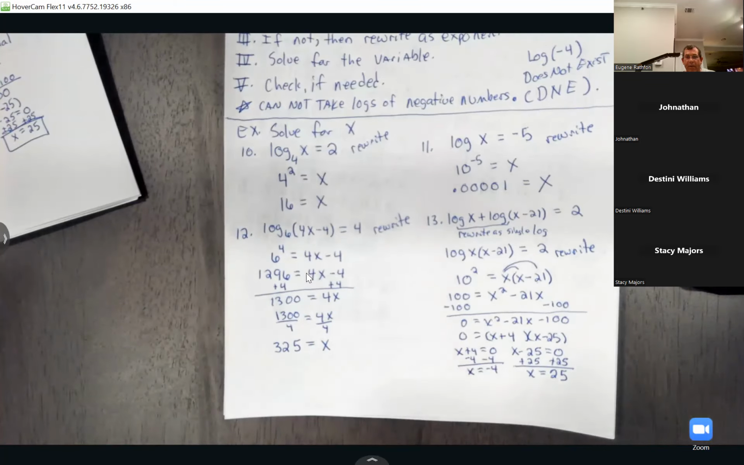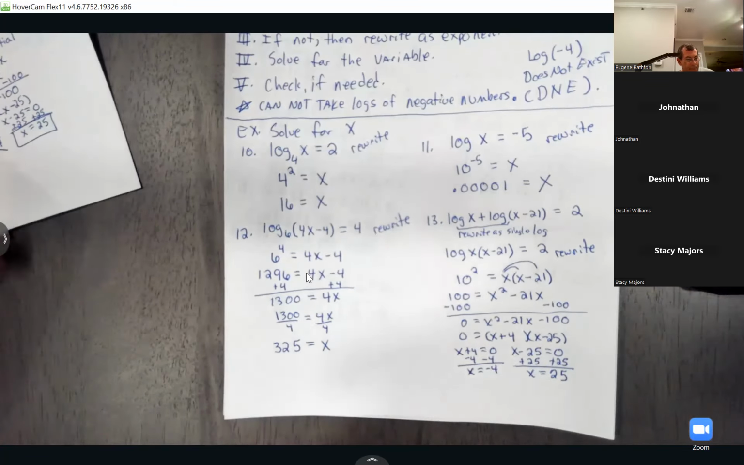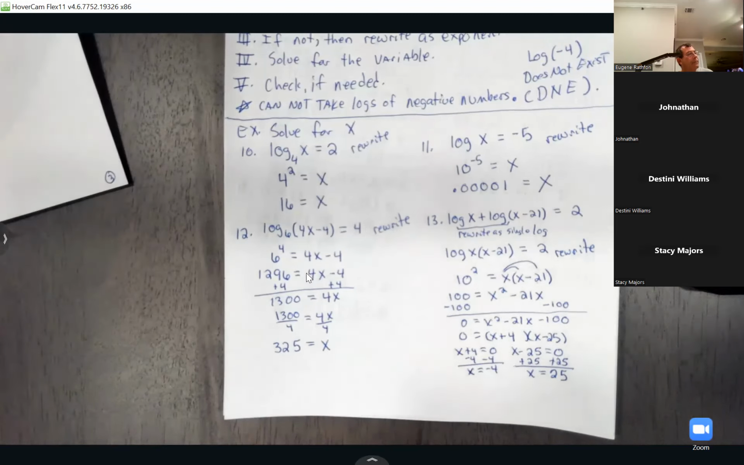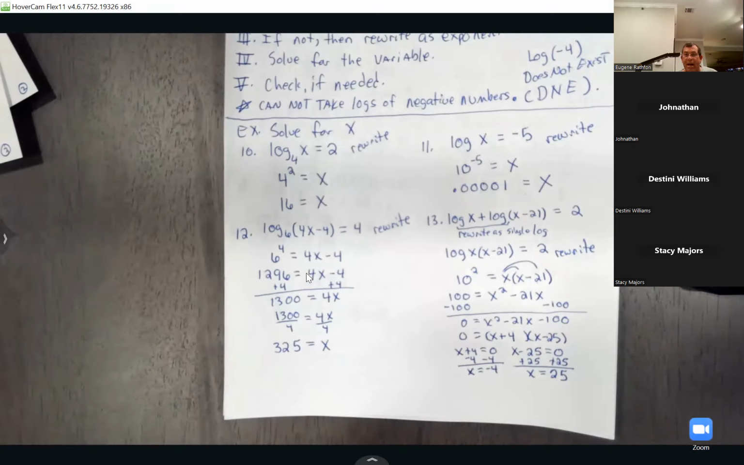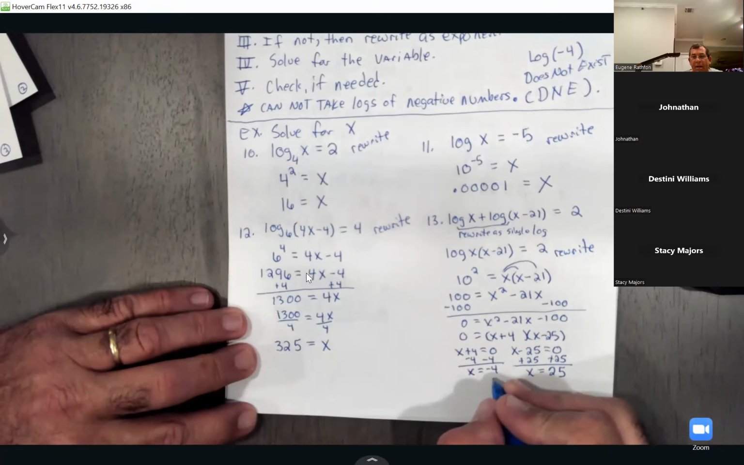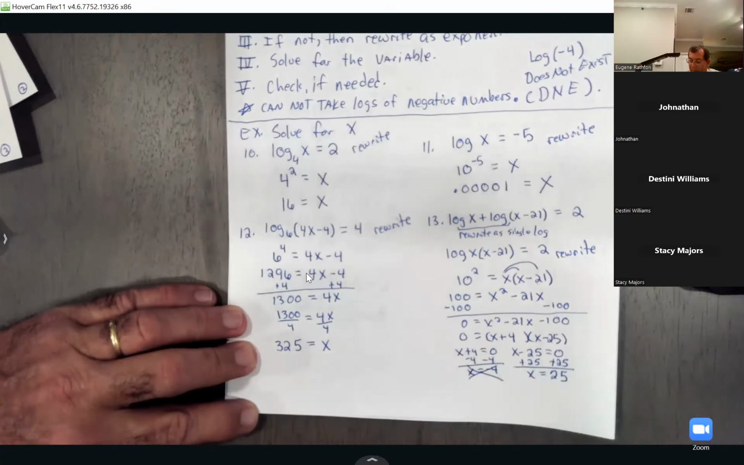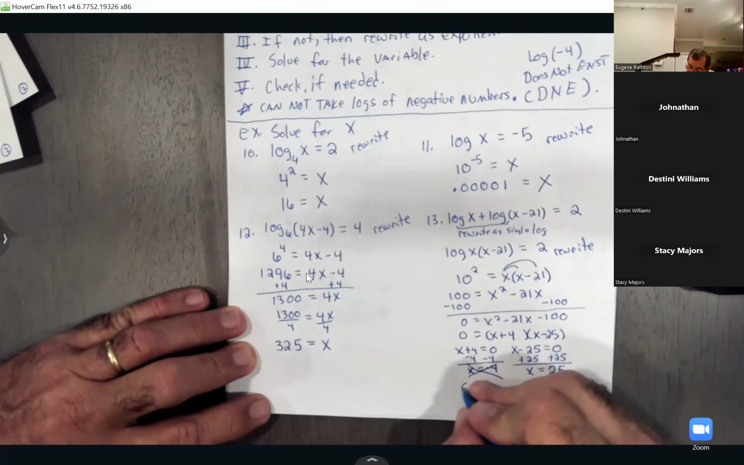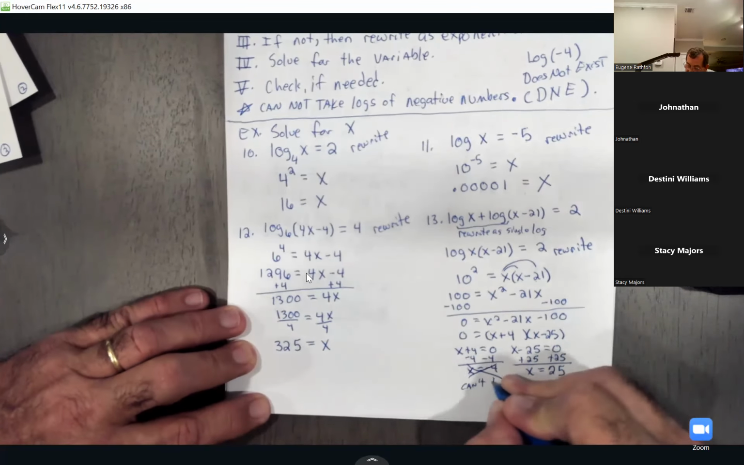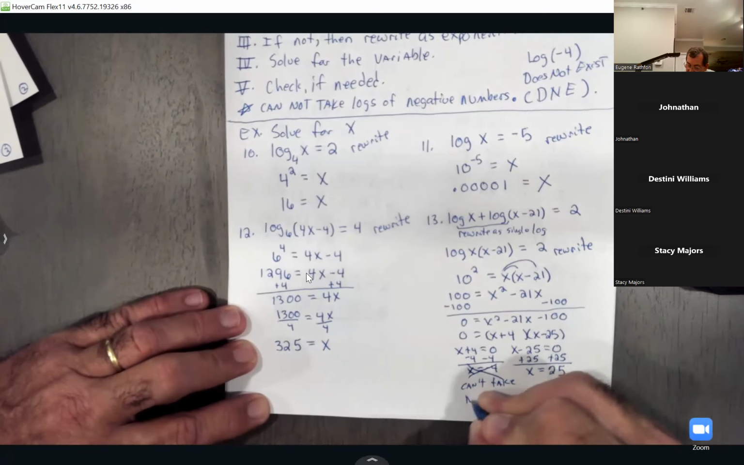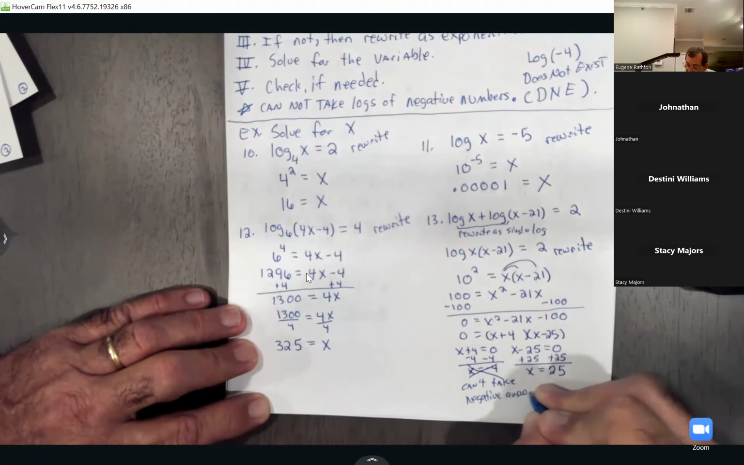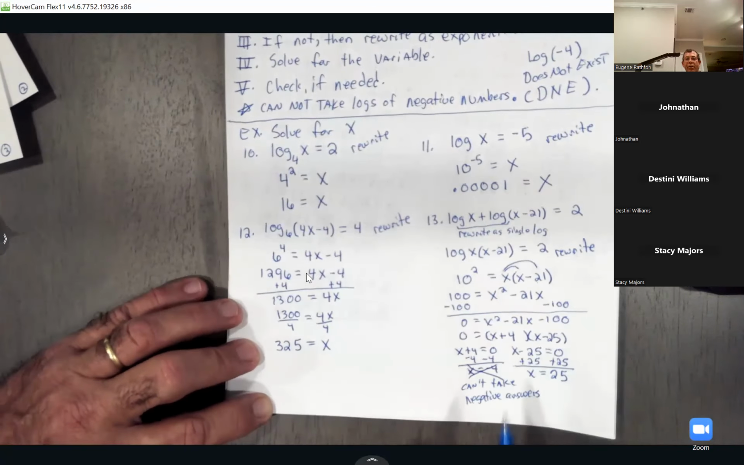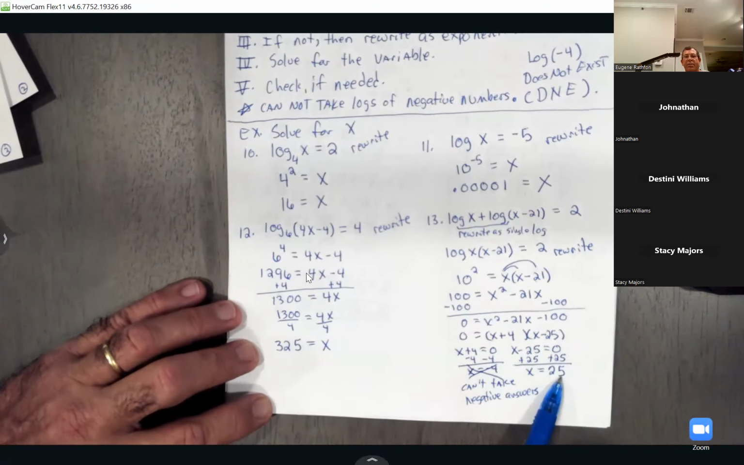So y'all, what's our final answer? 25. Good job. We cannot take this negative answer, y'all. Scratch it off. So right here, can't take negative answers. All right, good job. The only answer would be that positive 25.